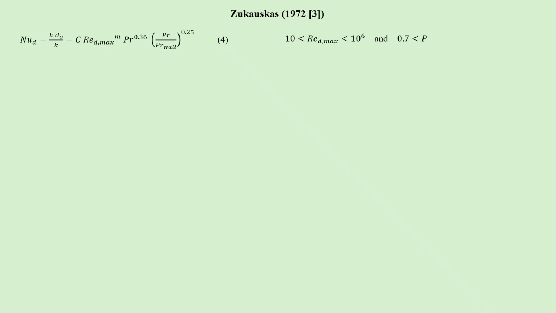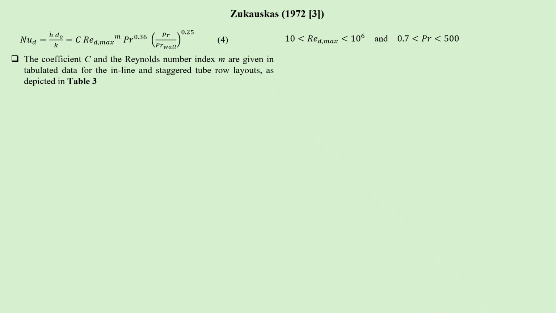This equation is to be used under some restrictions. The first is related to Reynolds maximum greater than 10 and less than 10 to the power 6, and the Prandtl number greater than 0.7 and less than 500.